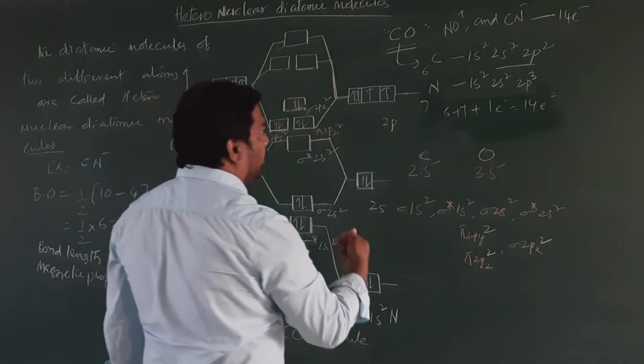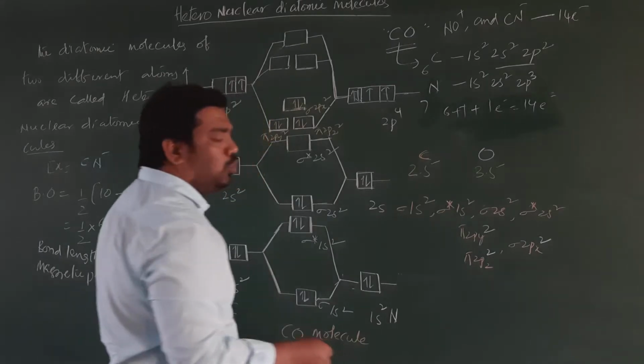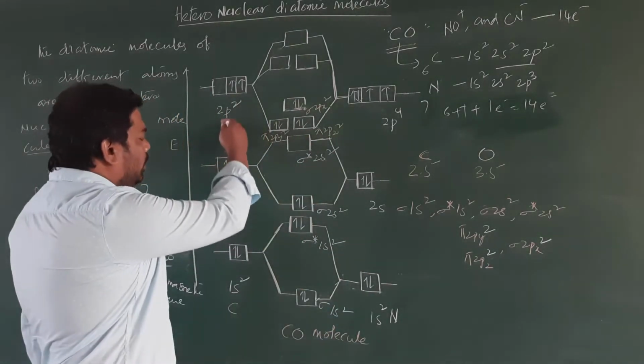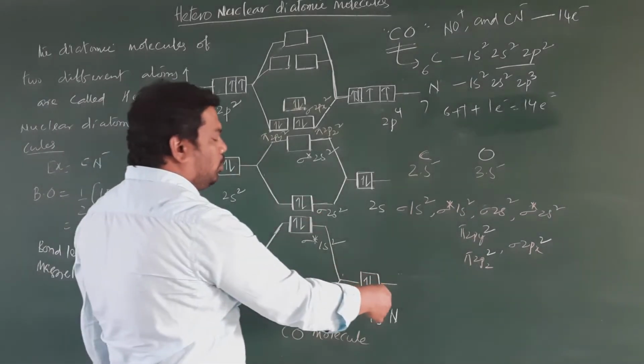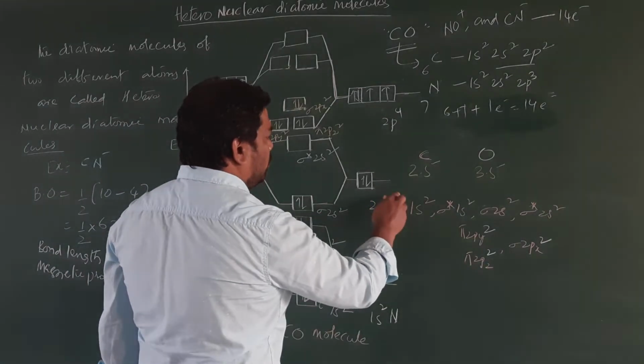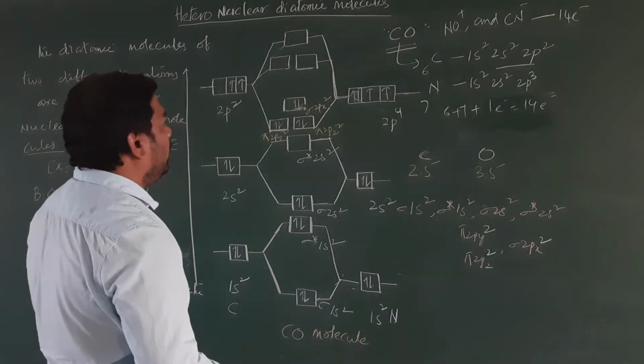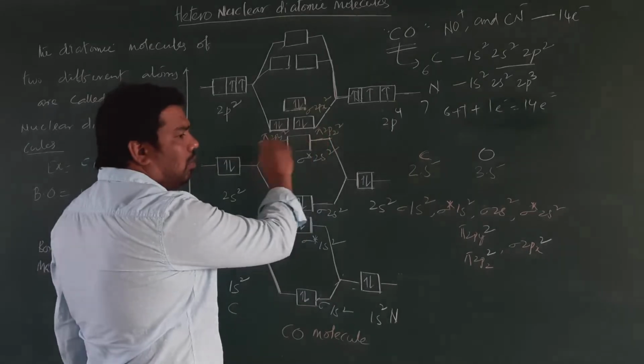So what we are doing? Here I will write 2p4 for CN minus: 1s2, 2s2, 2p4. So it is a 14 electron system. Okay, clear, student? So the molecular orbital energy level is the same.